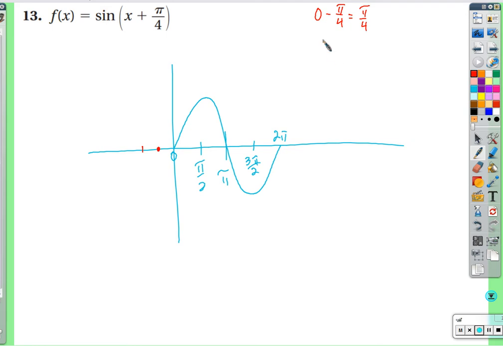Then this guy right here, pi over 2, moves to the left, pi over 4. That's 2 pi over 4, minus pi over 4, that's pi over 4. How do you get that? Get a common denominator, so multiply this by 2, and multiply this by 2. 2 pi over 4 minus pi over 4 is pi over 4. So here is positive pi over 4, and that point is going to be up here at the maximum.